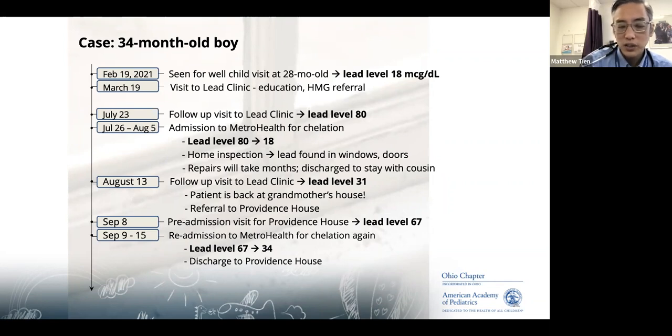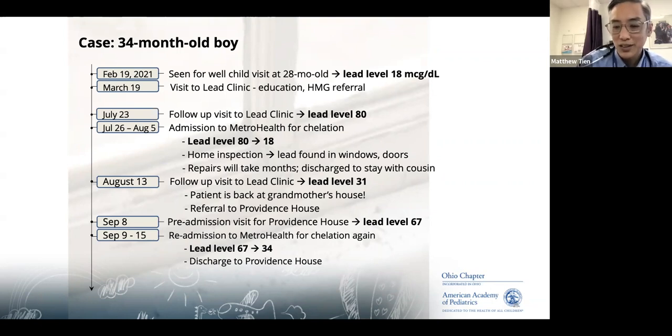A couple of weeks later, when he went to Providence House to get his testing, like a COVID screen, to be admitted, his lead level was back up to 67 already, and so he had to be readmitted again. He was chelated again, sent again to Providence House this time. The saga has gone on for this patient, and I know Jen, who's on the call, probably weeps every time she hears his initials mentioned. But so this is the challenge.